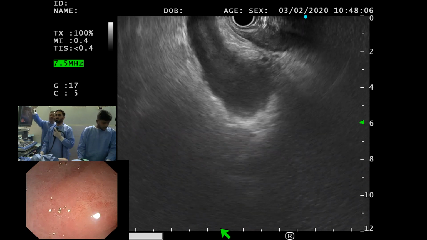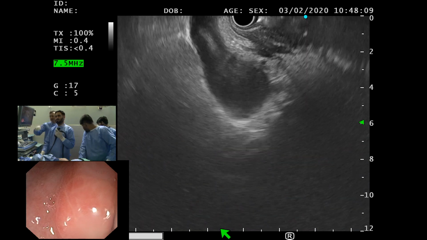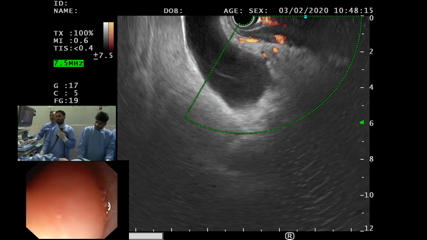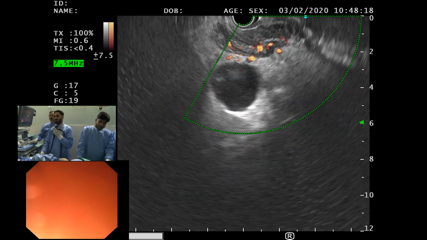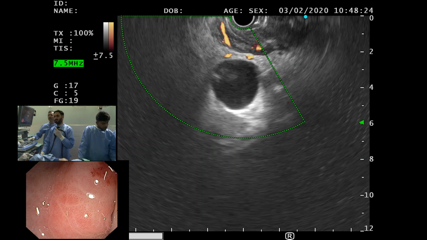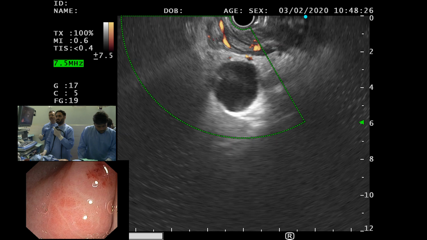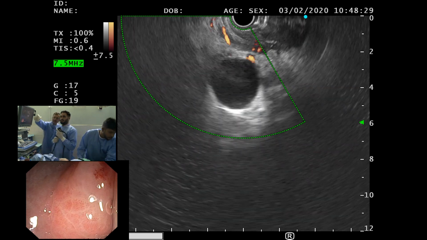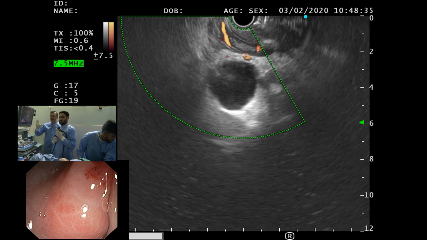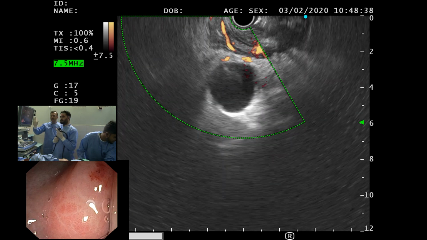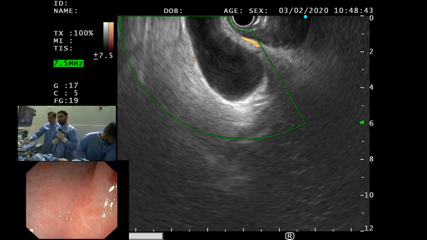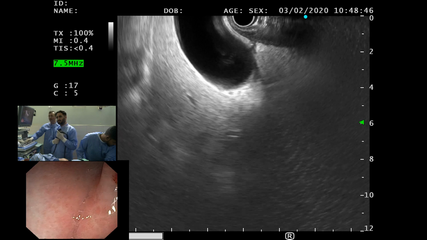Now this structure is coming from the right side. Obviously, what can it be? There's no flow inside. You can see that there's no flow inside. So what can it be at this side, at this place? You are right next to the angle of the stomach. Yes, sir. What do you think? What can it be? It's a globular structure with anechoic material. There, you can see that there are walls.